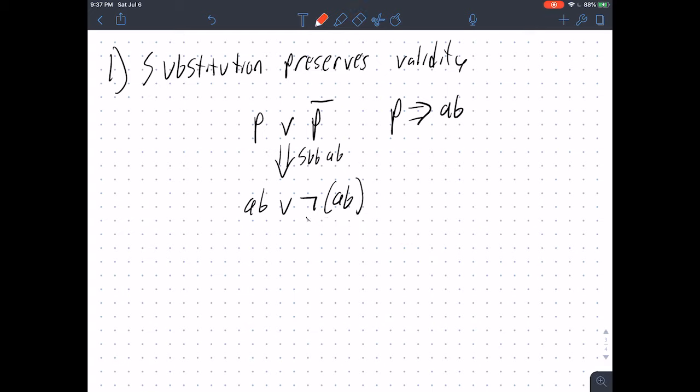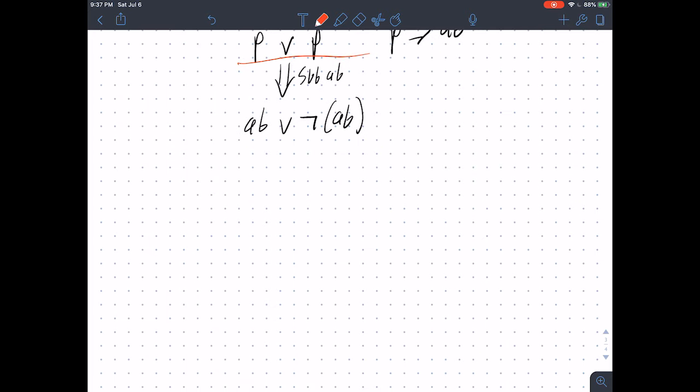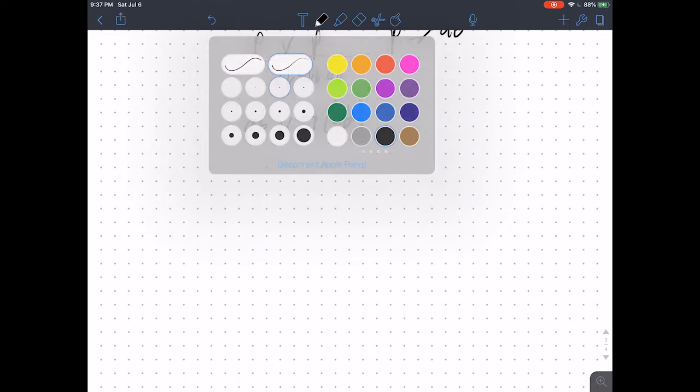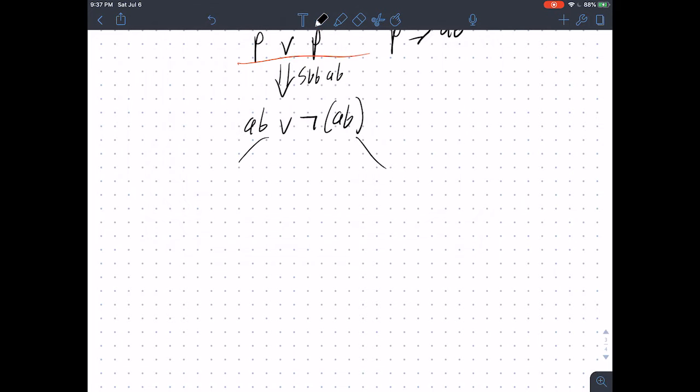Okay, so we know that the original schema P or not P is valid because, I mean, it has to be true, right? If you did any of the exercises last week, you can figure that out really quickly for yourself with truth value analysis. So we know our original schema was valid, right? So let's see whether or not our substituted schema is valid as well. We're going to do that with a truth value analysis. So just starting with A.